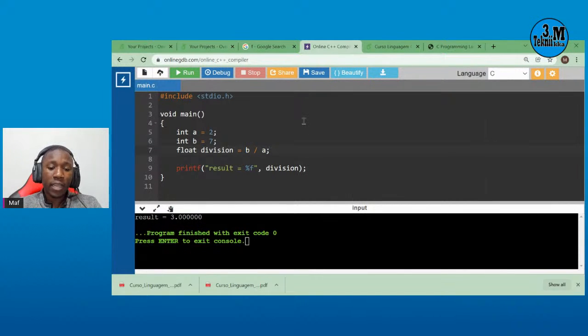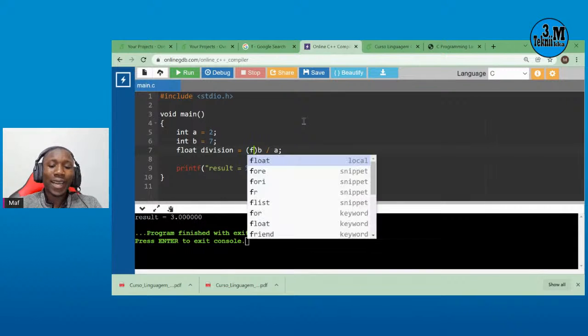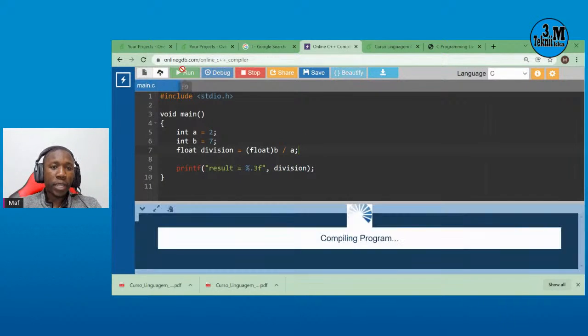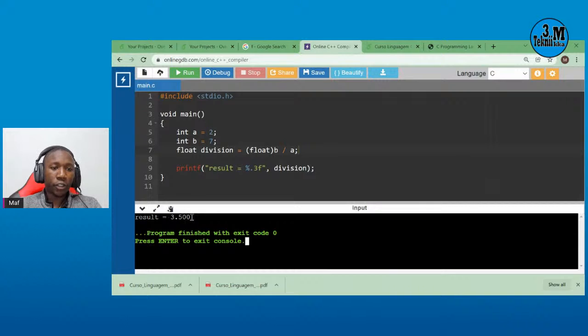At least one of them must be float. You can force them to be float. This is called casting d to be a float. In this case, you have 3 point something, and you can control these. You can put 3, for example. I have three floating points.